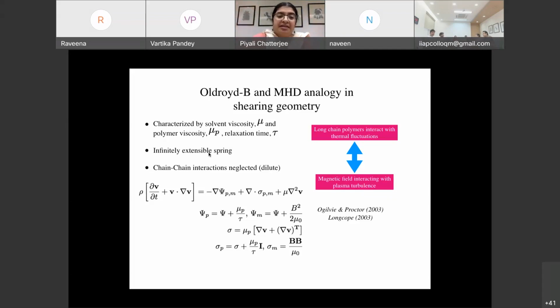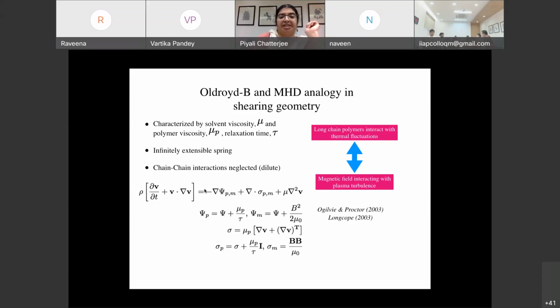And then another thing is that there are no chain-chain interactions. So the two polymer chains don't interact with each other. And this can happen when the fluid is dilute. So the chains are far away from each other and then they don't interact. So now using these ideas, it is possible to write down the equation for velocity.